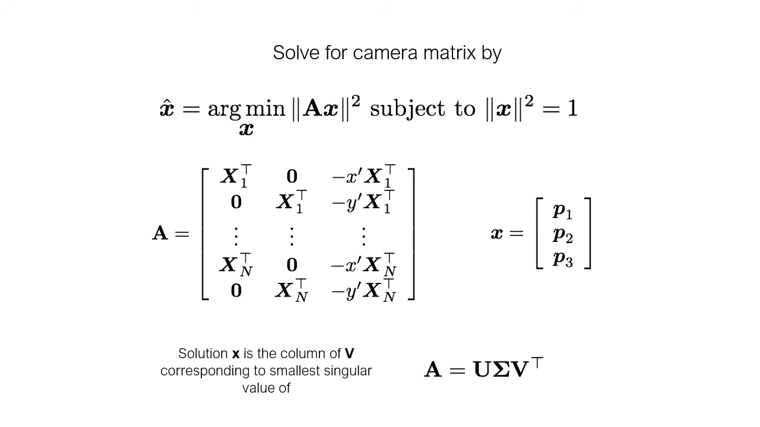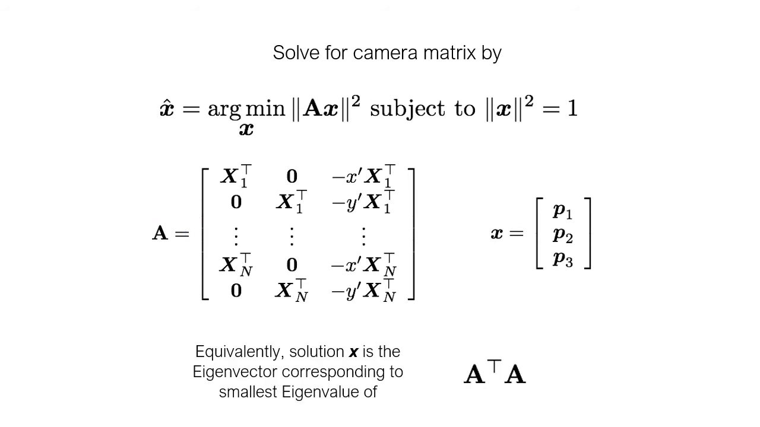After applying SVD to the A matrix, we can decompose it as shown here, and sigma indicates the singular values. So the solution for x is the column vector of V corresponding to the smallest singular value, right?